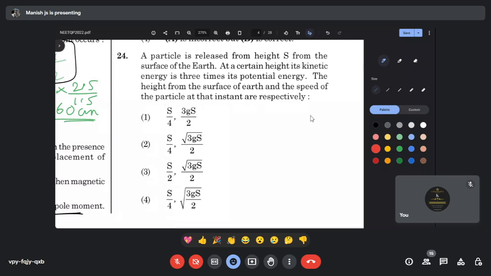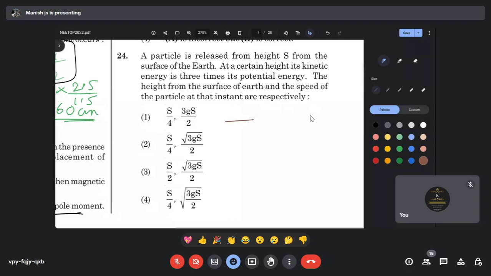Okay. So here you need to first understand what the scenario is. We have to identify it. A particle we release, from a certain height, they have also said. From a certain height, yes.